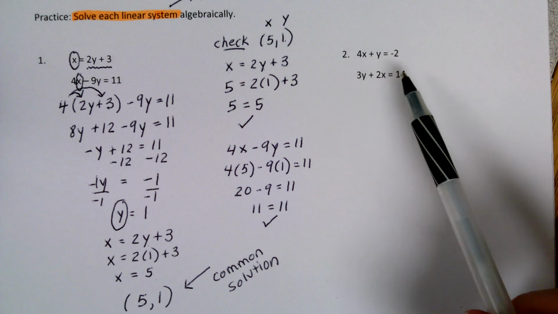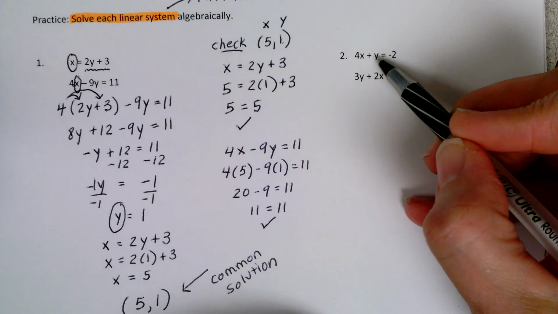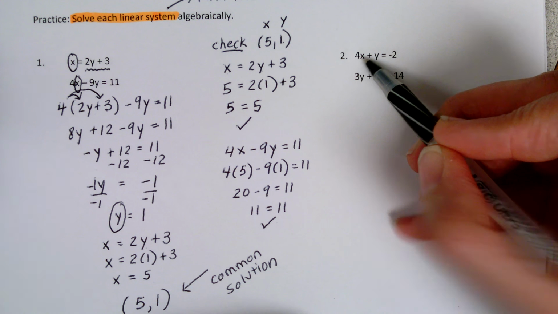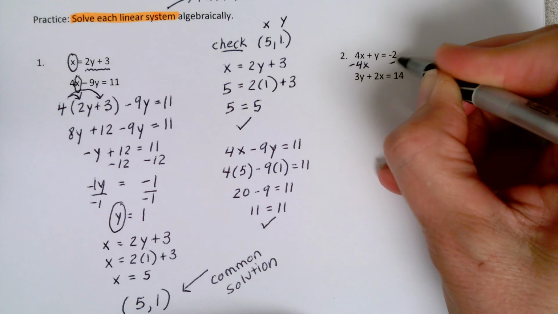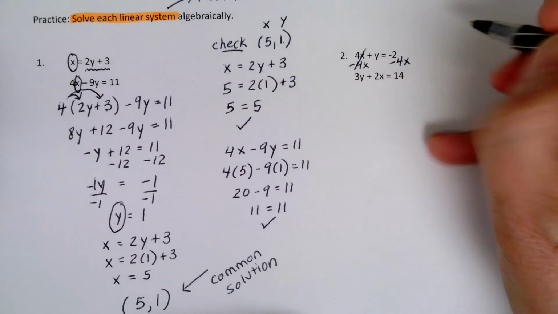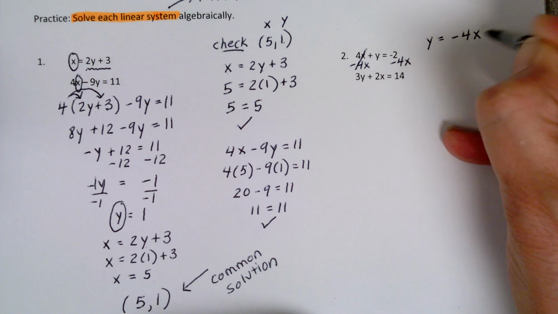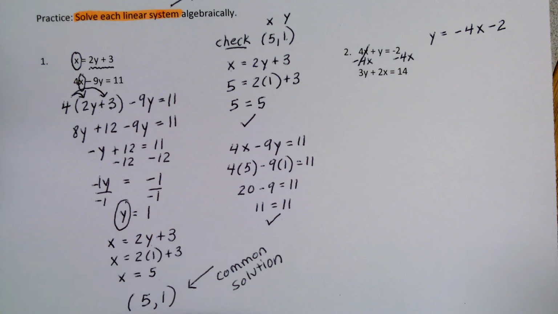Okay, let's take a look at our next system of equations. A little bit more challenging because I don't see a variable by itself, but I do see that this is a coefficient 1y. So I say, what if I can just move this over? Well, the opposite of positive 4x is a negative 4x, and I would write that on both sides. 4x and a negative 4x is a zero pair, and I get y equals negative 4x minus 2. So I have now isolated my variable.